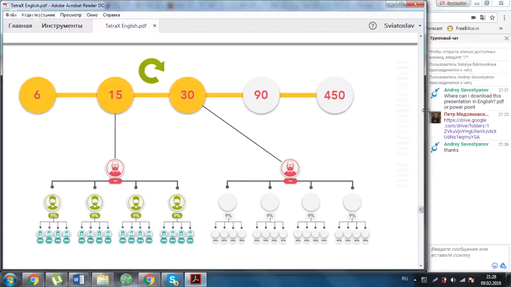Thus, you will have really unlimited income, maybe with the same partners from the first circle, and they duplicated your activity.